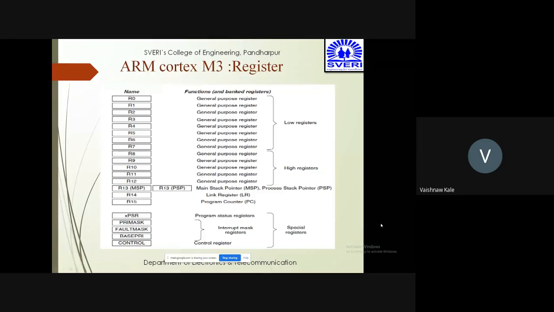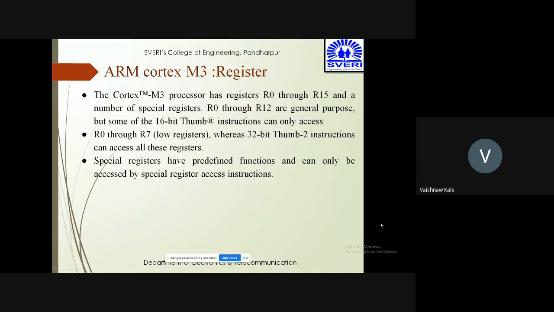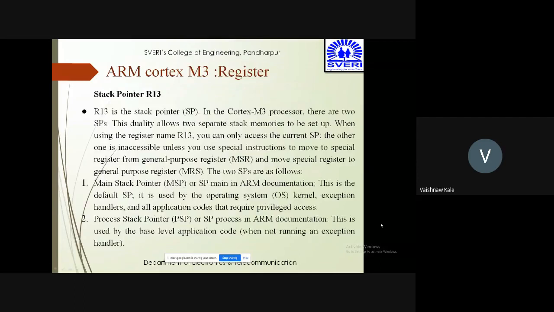इसका मतलब मेन स्टैक पॉइंटर ही बाय डिफॉल्ट होगा. अगर आपको यूज करना है प्रोसेस स्टैक पॉइंटर को, तो आपको स्पेशल इंस्ट्रक्शंस देने पड़ेंगे. दैट इज व्हाट इट सेज.